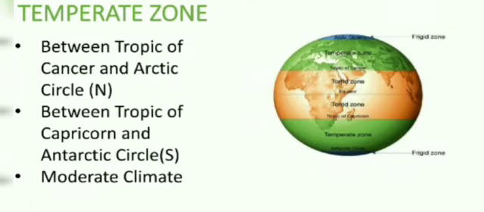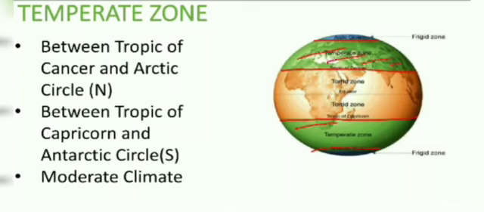Temperate zone. This zone is located between Tropic of Cancer and Arctic Circle in the Northern Hemisphere, and in the Southern Hemisphere it is lying between Tropic of Capricorn and the Antarctic Circle. This region receives moderate sunlight, therefore it has a moderate climatic condition. It means neither too hot nor too cold.